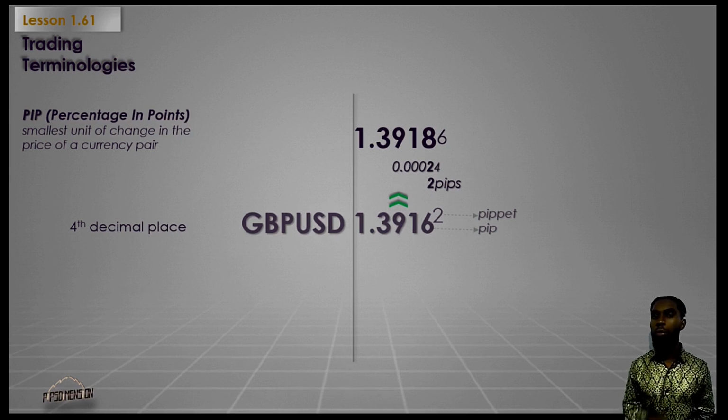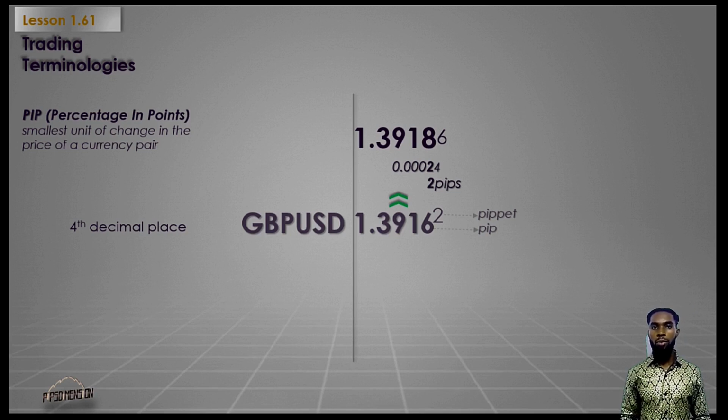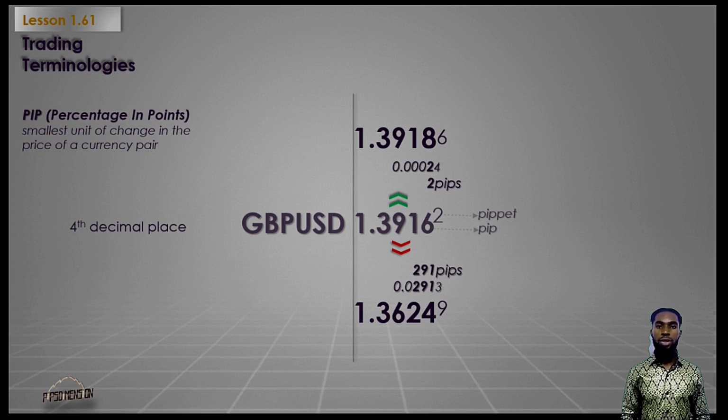In this case, if a trader bought the pair at 1.39162 and later closed the position at 1.39186, then the trader will be in 2 pips profits. If, on the other hand, a trader sold this pair in this same situation, then the trader will be in 2 pips loss. Or maybe if the price falls from 1.39162 to maybe 1.36249, the difference in this fall will be 0.02913, and this represents 291 pips. So here you can say the pound dollar has fallen by 291 pips.